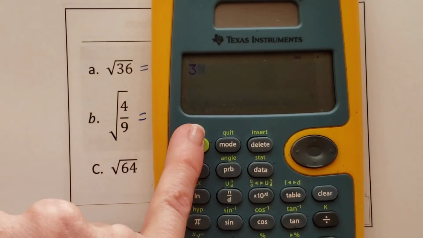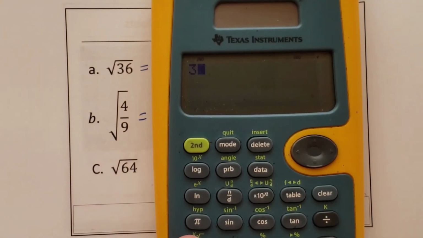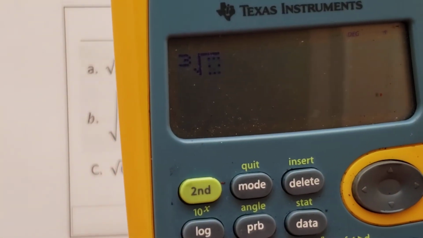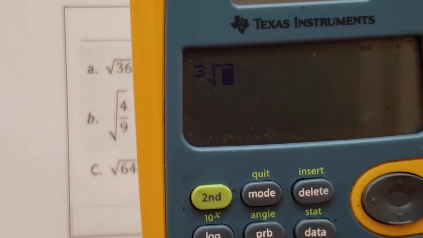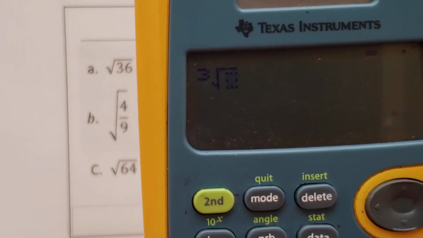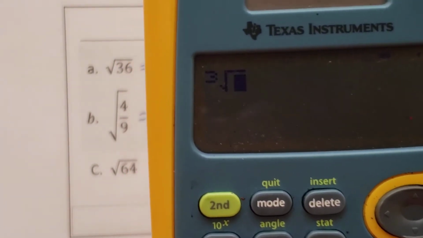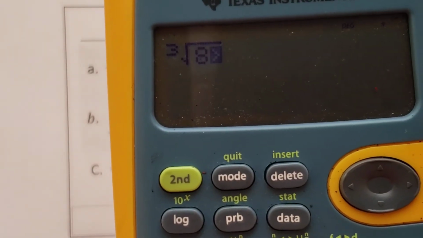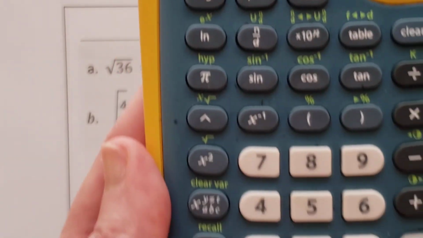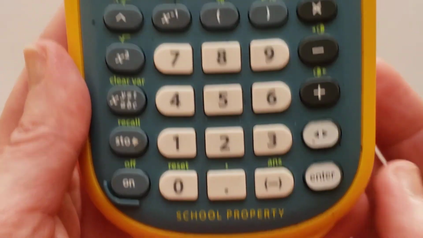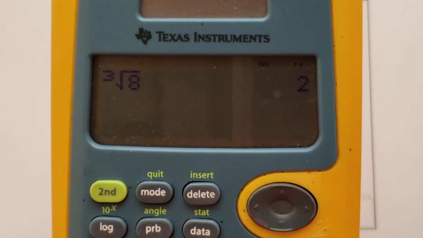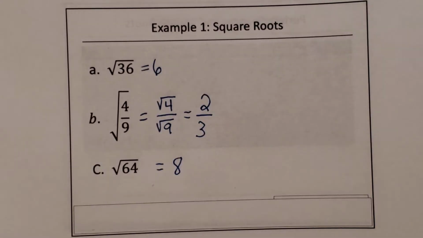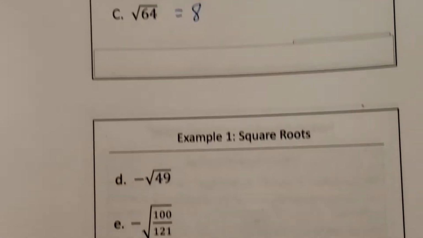Now I'm going to hit my second button, and now I'm going to hit the caret button because I want the cubed root of 8. Did you see how that 3 turned? It went very small right there. If you have a regular size 3, then that's not the cubed root. It's 3 times something. So the cubed root of 8 looks exactly like that on my calculator. Then I hit enter, and the answer is 2. It's hard to see that a little bit. There we go. Anyway, we'll get to that in a few minutes.